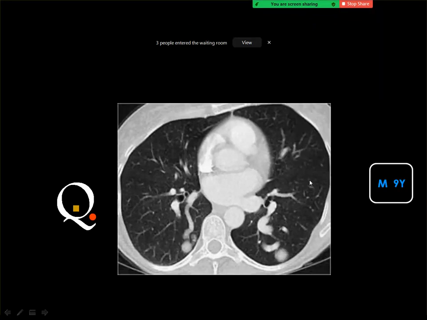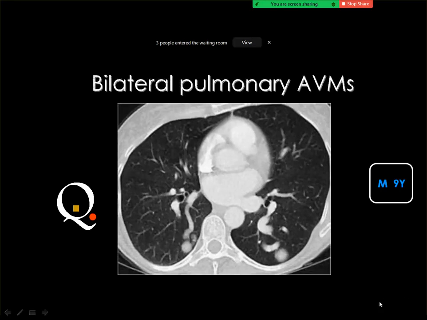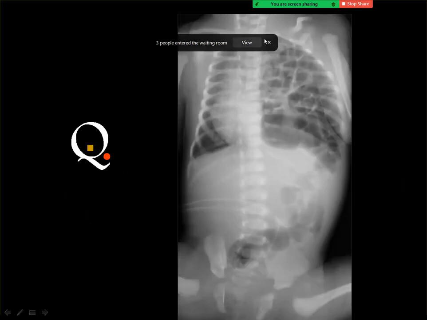Yes, and this is bilateral arteriovenous malformation. You get pulmonary nodules with dilated vascular pedicle connecting the nodules to the hilum, and this is bilateral pulmonary arteriovenous malformation. Next case is a babygram or whole X-ray of the chest and the abdomen.